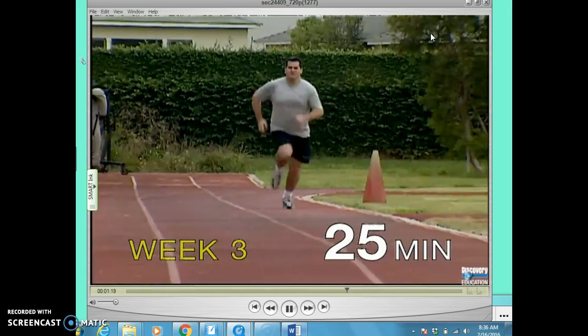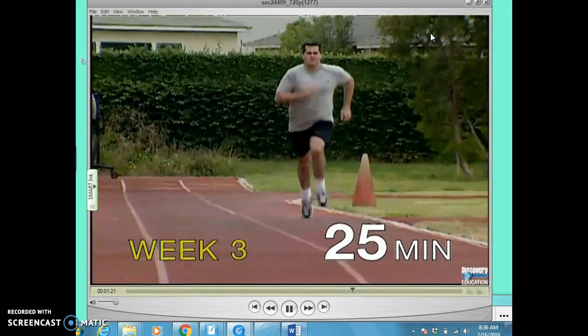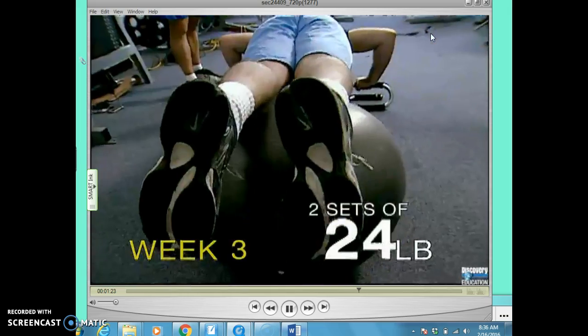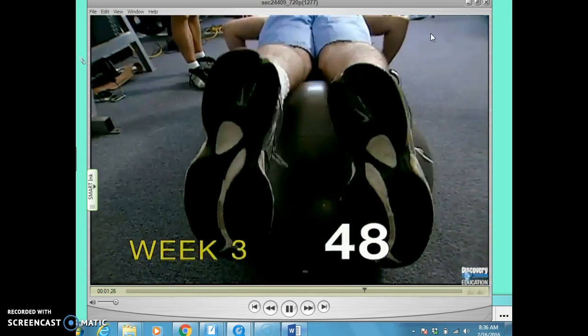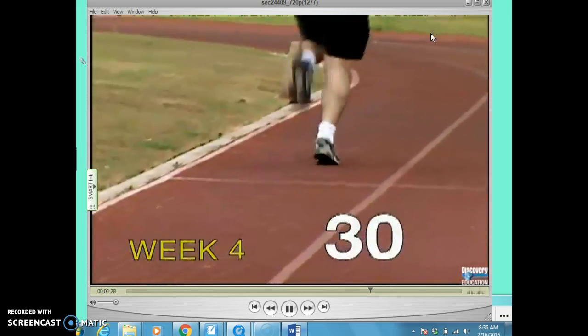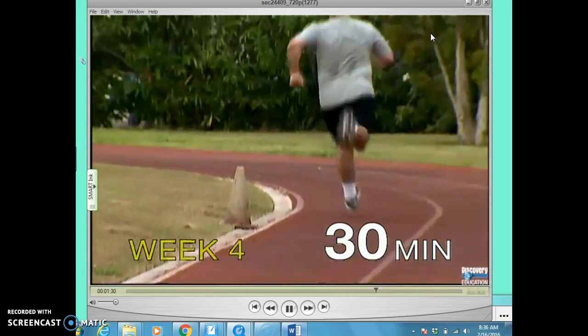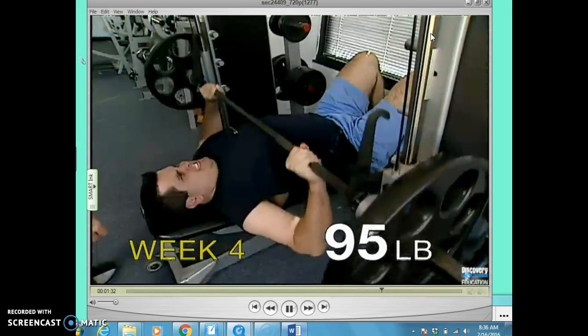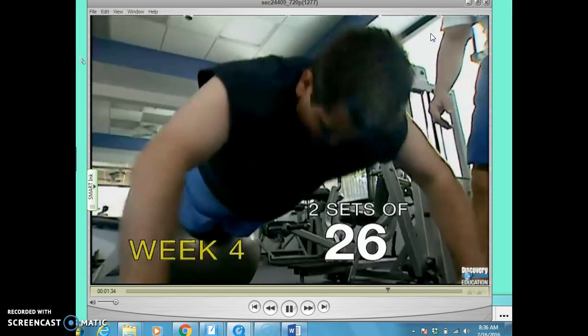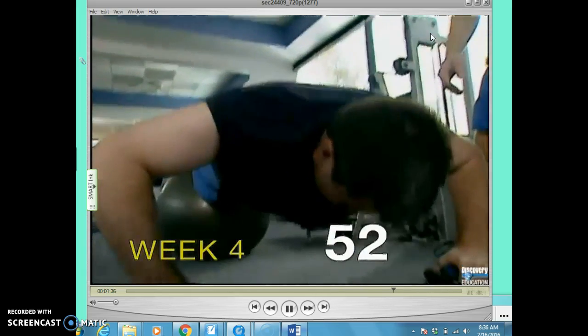Week 3. Run for 25 minutes, lift 90 pounds, and do 2 sets of 24 push-ups, or 48 total. Week 4. Run for 30 minutes, lift 95 pounds, and do 2 sets of 26 push-ups, that's 52 total.